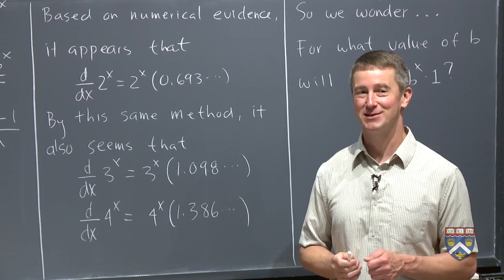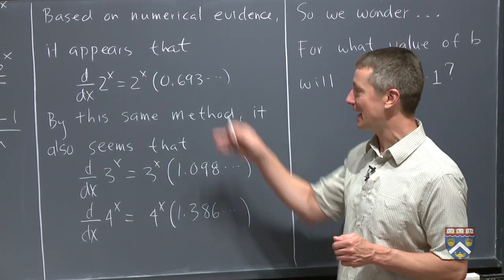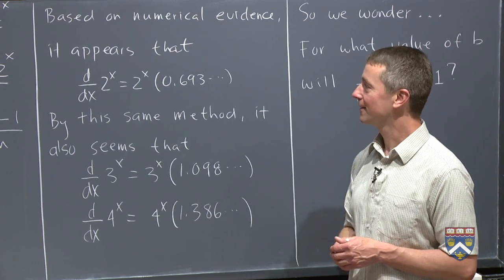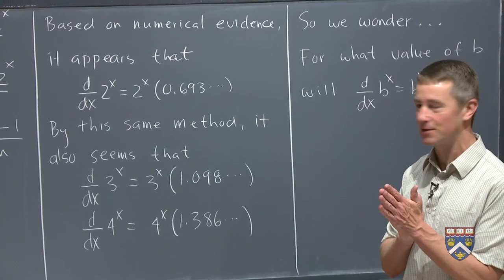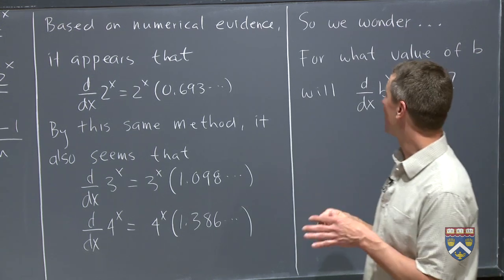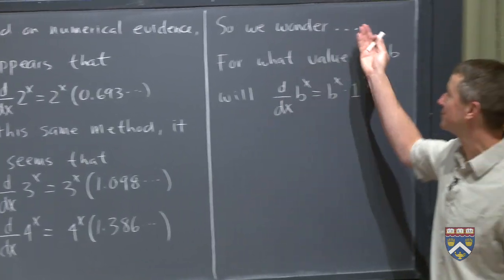Mathematicians like really nice, pretty looking constants. What would be a really clean constant to get out here? Is there one particular number that would give us a really nice, clean answer? So if you are a curious mathematician looking for that, this is what you are led to wonder.